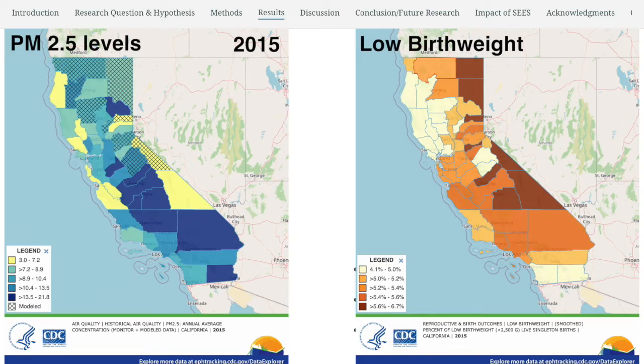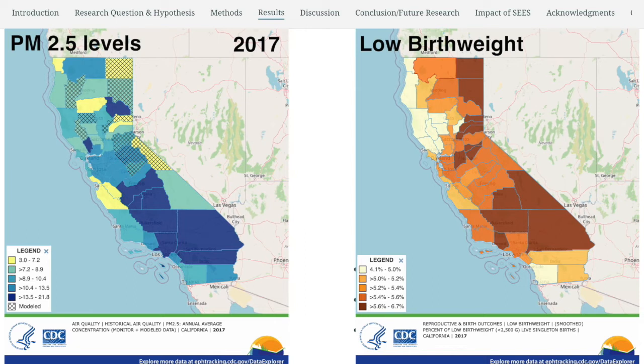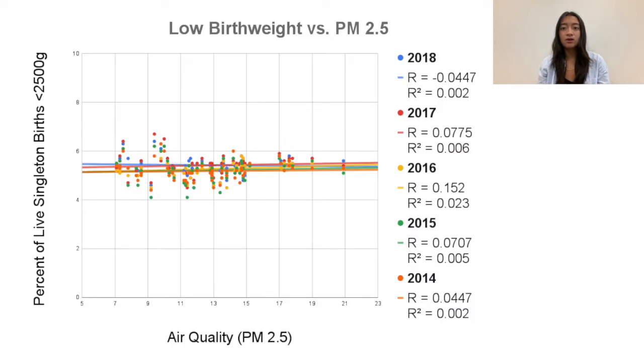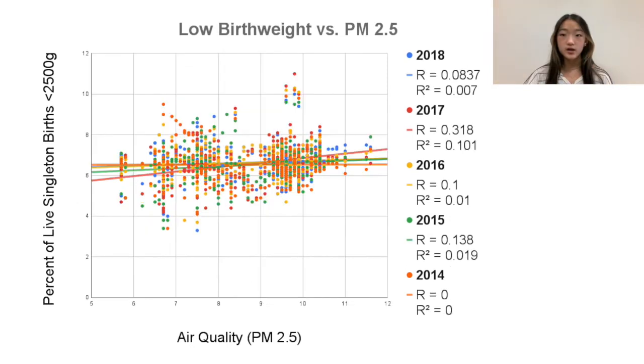Across the 5-year period in California, the general trend is that the percentage of low birth weight is seen to increase. The scatter plot shows that the R values between low birth weight and air quality are all close to zero, indicating weak correlations. However, certain counties, including Placer and San Bernardino County, indicate a strong positive correlation. There seems to be no overall trend for correlation coefficients R over time, but the correlation for 2017 is significantly higher than for the other years.